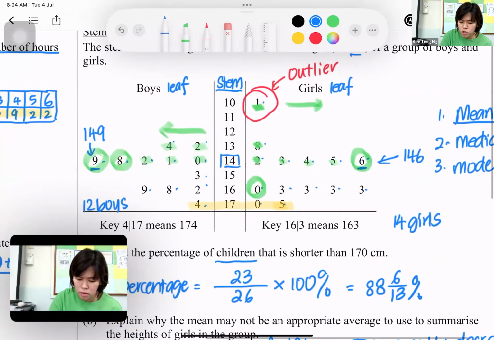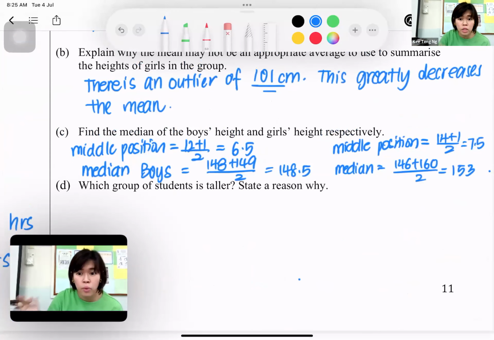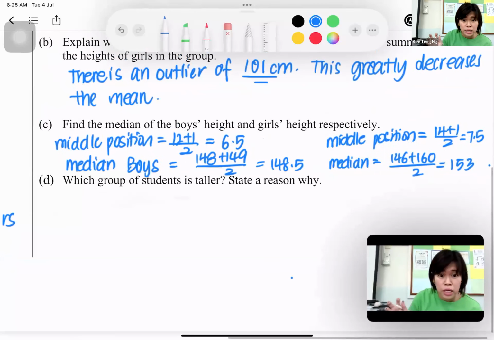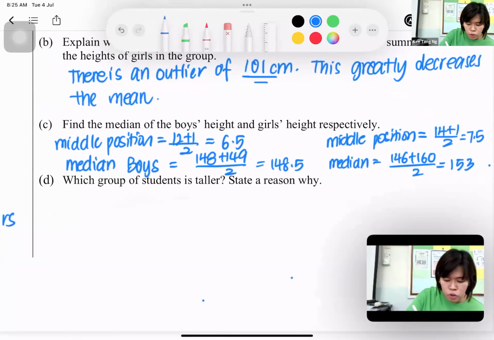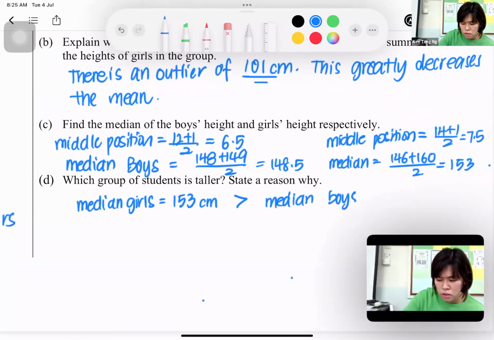So in this case, which group of students is taller? We want to compare which one is taller, so we need to compare the mean, mode or the median. How are we going to write our explanation? Give a valid reason first, right? So the median for girls, they want taller, right? Median for girls is 153 cm, greater than the median for boys at 148.5 cm.